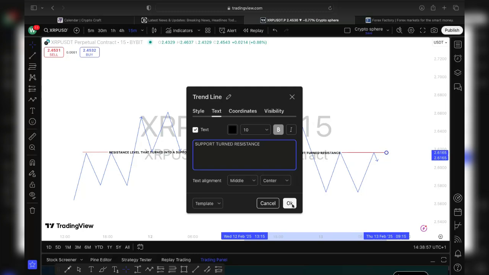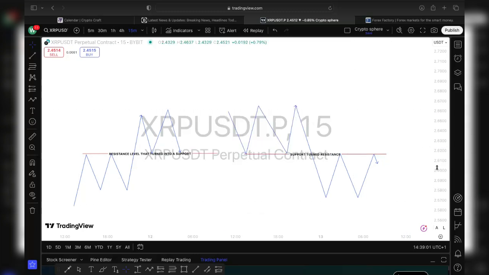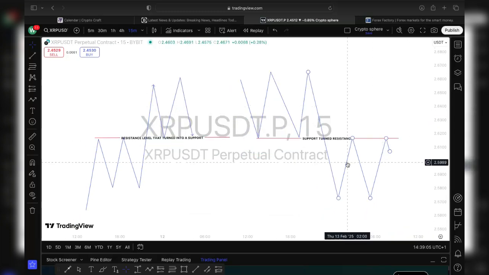Support turned what? Resistance. Support turned resistance. Right? This is a resistance level that turned into a support. This is a support level that turned into a what? A resistance. This is a perfect illustration of how buyers can hand over power to the sellers, and sellers hand over power to the buyers.